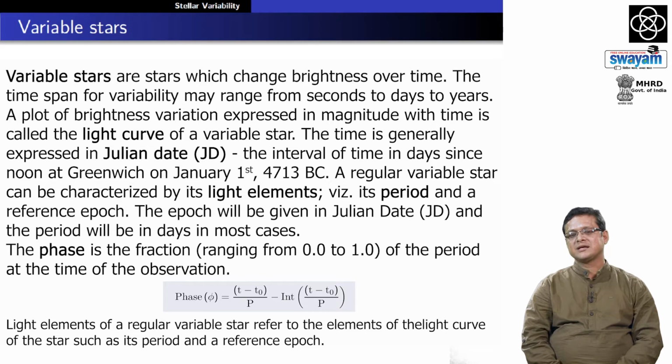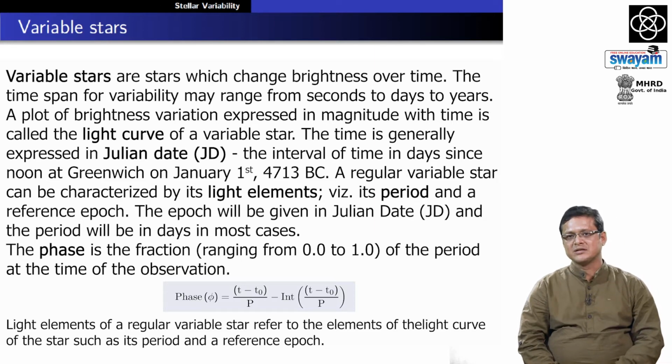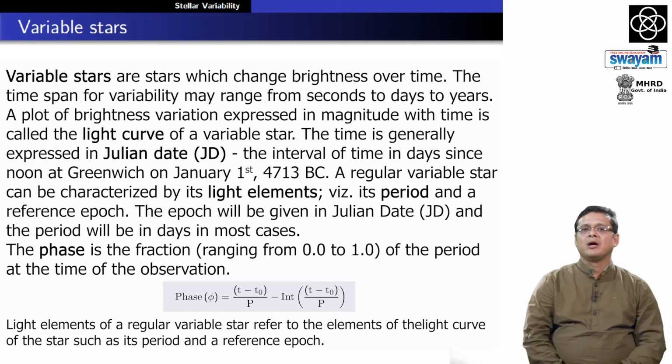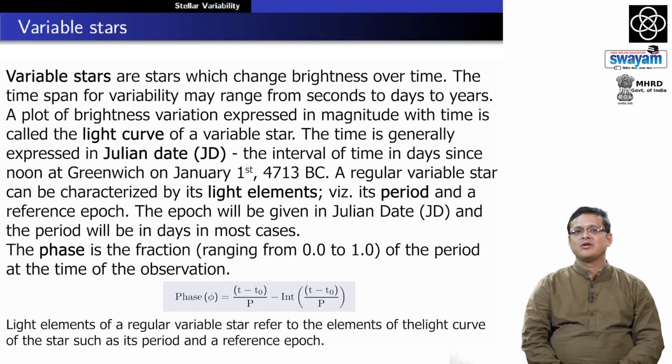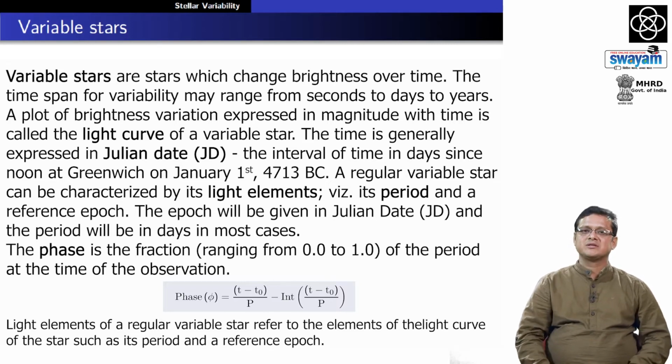Phase is defined as (t minus t naught) divided by p, minus the integer part of (t minus t naught) divided by p, where t is the time of observation, t naught is any reference epoch like maximum or minimum of a light curve, and p is the period of the variable star. This p is found from the light curve of variable stars.